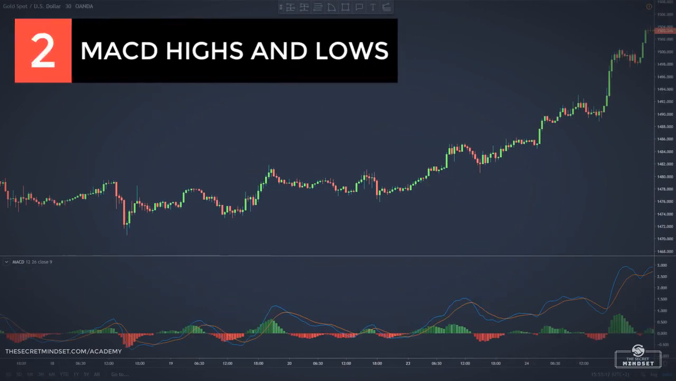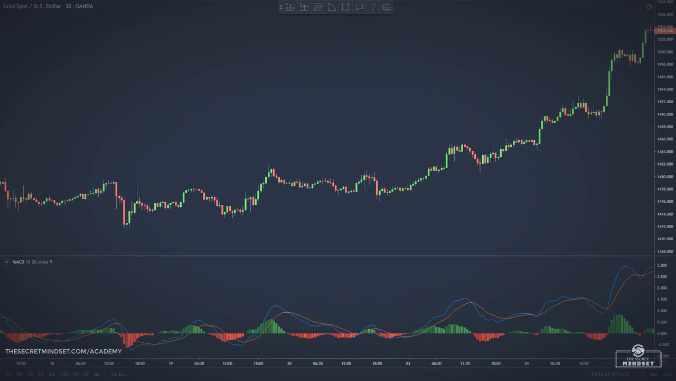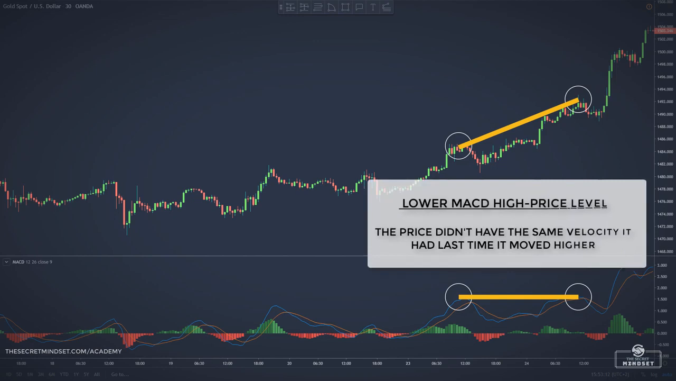Second, problems with divergence between MACD highs or lows. Traders also compare prior highs on the MACD with current highs, or prior lows with current lows. For example, if the price moves above a prior high, traders will watch for the MACD to move above its prior high. If it doesn't, that's a divergence, or a traditional warning sign of a reversal. The signal is also related to the problem discussed before. A lower MACD high shows the price didn't have the same velocity it had last time it moved higher.